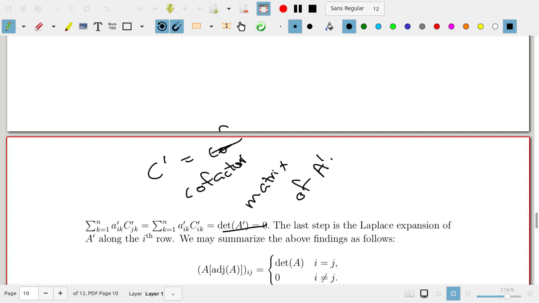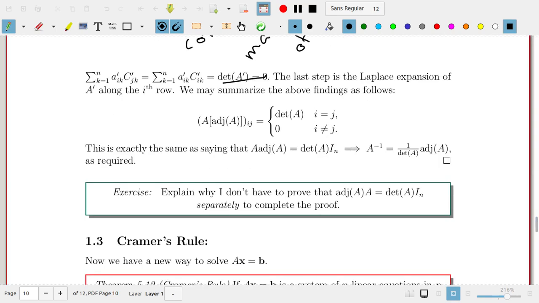So we can summarize what we've seen as follows. The ij element of A times the adjugate of A is equal to det A if i is equal to j, and this is equal to 0 if i is not equal to j. So all of this can be written as A times adjugate of A equals det A times In, or A inverse is 1 over det A times the adjugate of A.